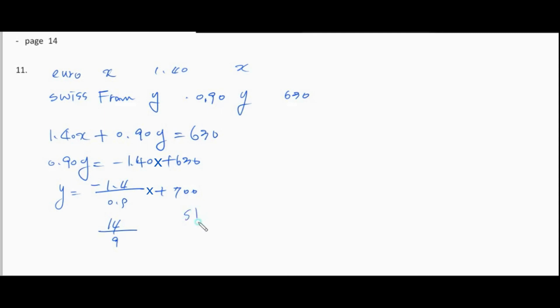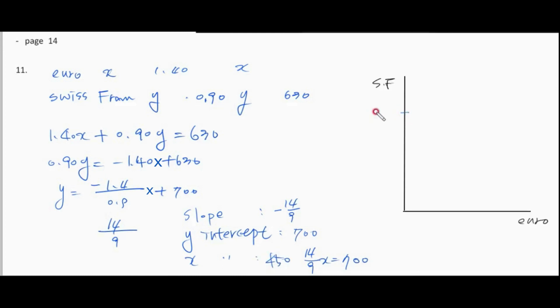Right here, we need to know the slope, y-intercept, and the x-intercept to draw the graph. First, the slope is minus 14 over 9. The y-intercept is 700. And for the x-intercept, y is 0, so 14 over 9 x equals 700. Then it will be 450. And then it will be 700 right here, 450 right here. And if we connect those two using this one line, this will be the graph of it. And also, because euros can be changed to $0.9, $0.7, this will be a broken line.